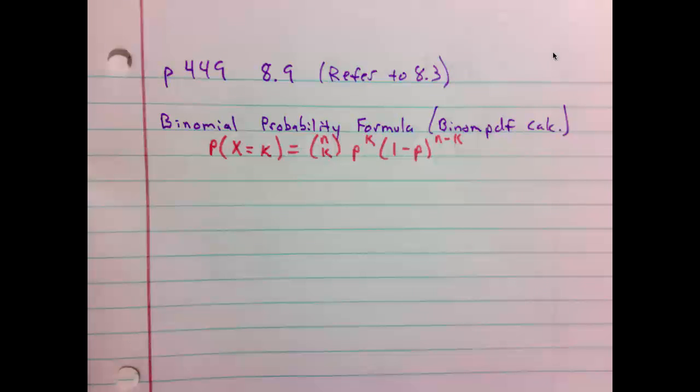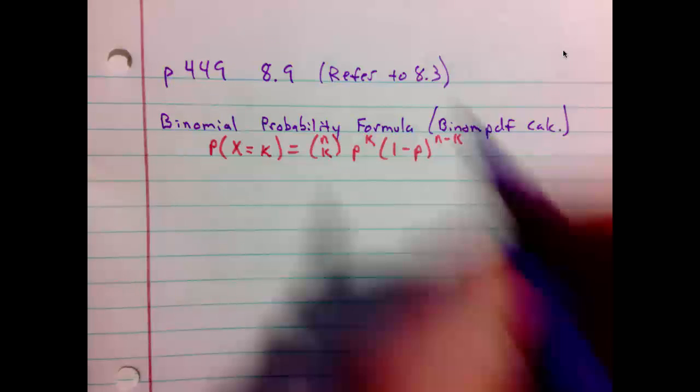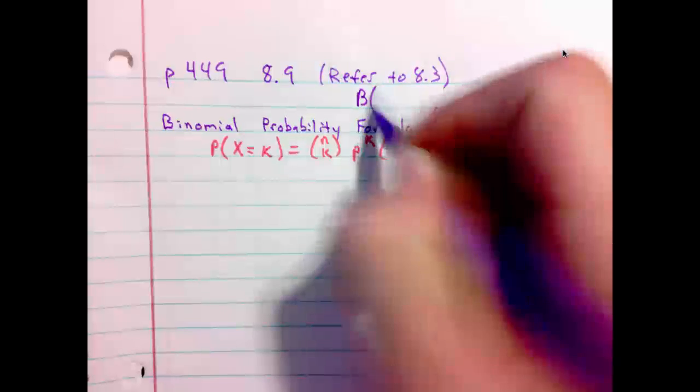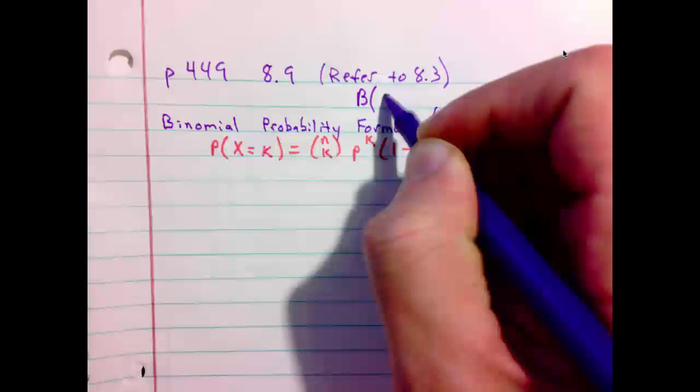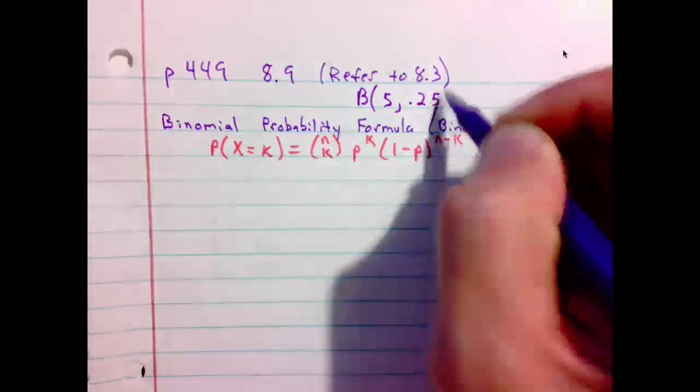We will be looking at page 449, problem 8.9. This problem refers back to 8.3, so you should take a look at our results from that problem at this time. It says blood types. The count X of children with type O blood amongst 5 children who carry genes for both O and A blood types is binomially distributed with 5 trials and a 0.25 chance of success. So our distribution is binomial with 5 trials and a 0.25 chance for success.